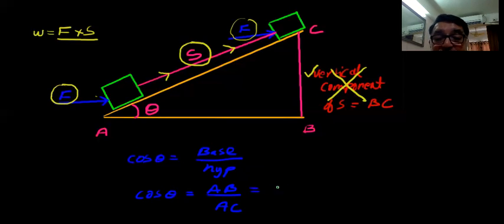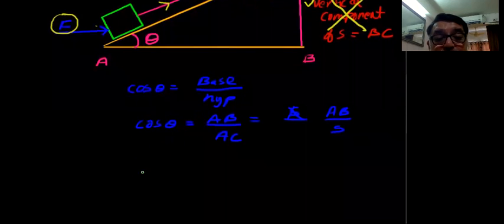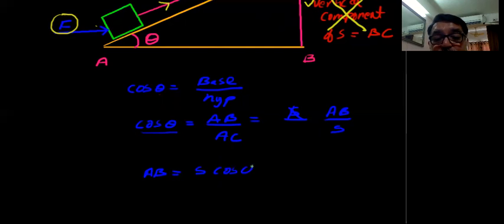So we can say cos theta equals base upon hypotenuse. So it will become AB upon S. So now we can find what is equal to AB. AB equals, this S will multiply with this cos theta over here. So AB equals S cos theta.